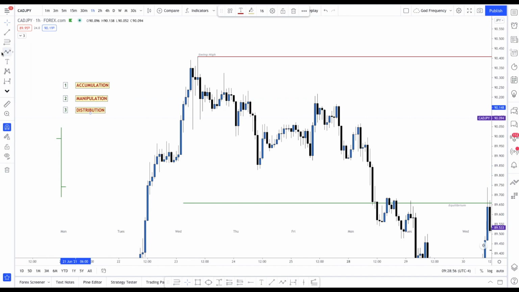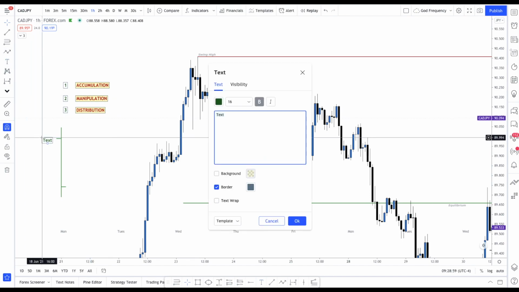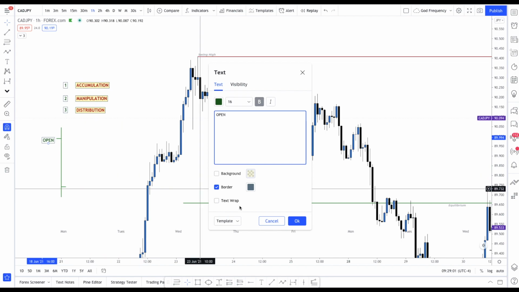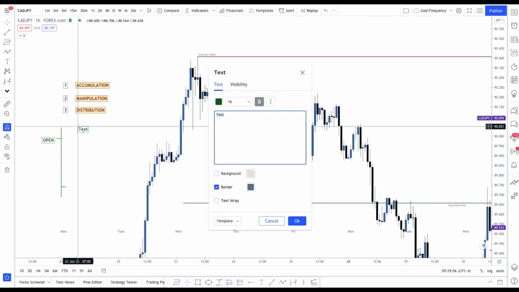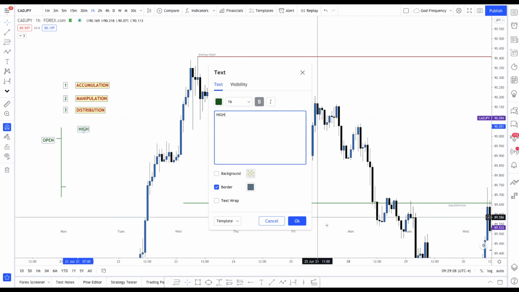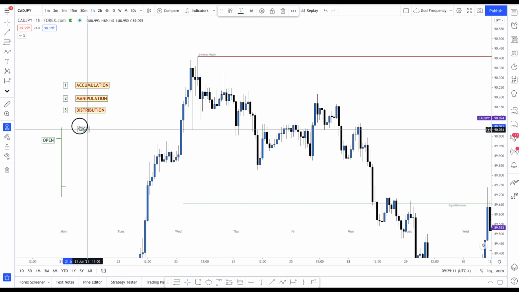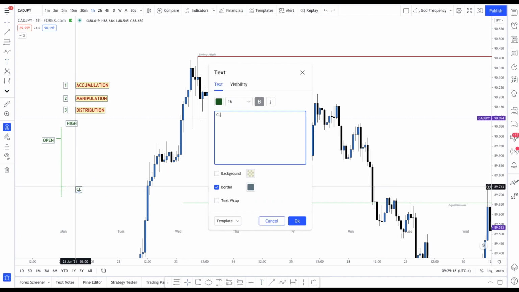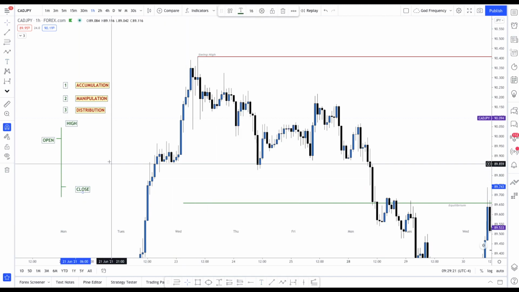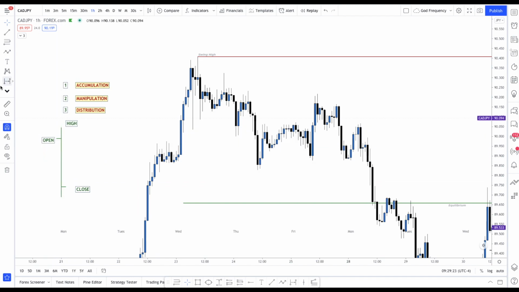We're looking for that open, we're looking for that high, and then we're looking for that close. But during all this time, you want to trade this area here. You want to trade in between here. You want to trade that expansion or that distribution.